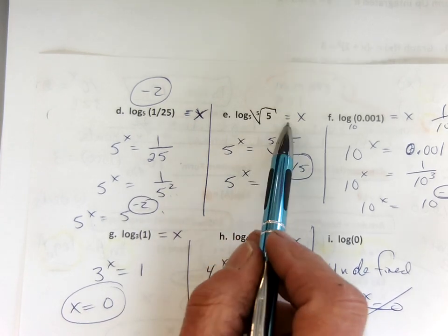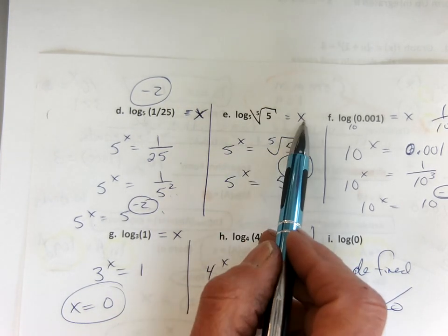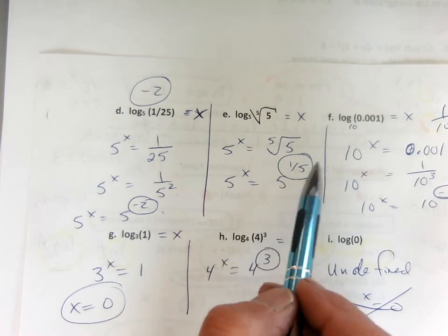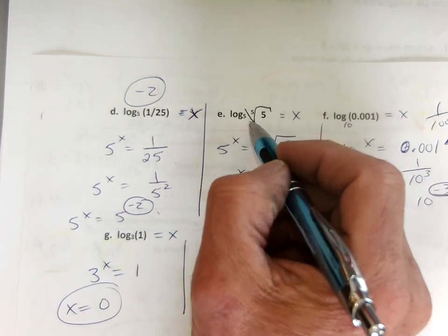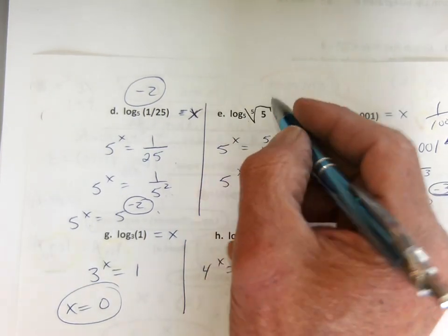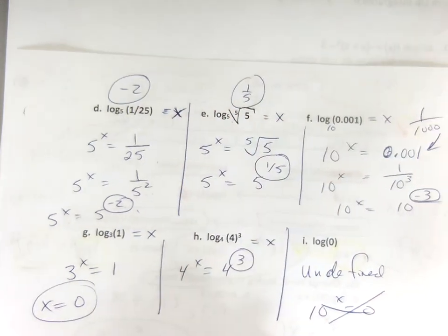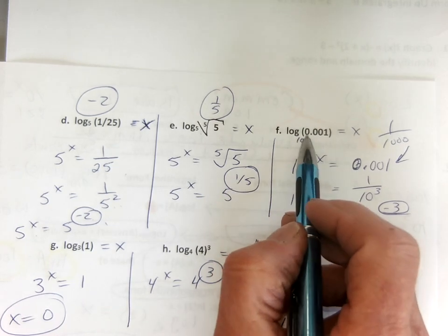E, same thing, I set it equal to x, so I can rewrite as 5 to the x equals the 5th root of x. Now, the 5th root of x, same thing as a 1/5 power, so then x is 1/5, or log base 5 of the 5th root of x is 1/5, okay? Now, I need a base here, so base 10, right? No, if it's an invisible base, always 10.